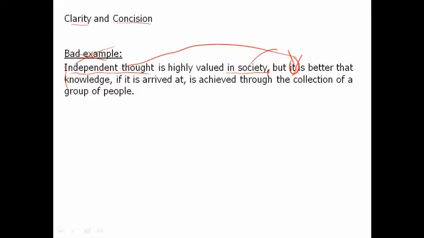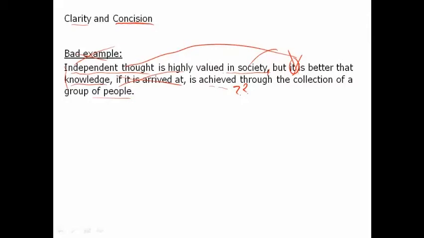But that knowledge, if it is arrived at. Okay, is it necessary to say if it is arrived at? Doesn't it seem like you're adding something on? Can't you express this a different way? Knowledge is achieved through a collection of a group of people. So what exactly is going on here? Knowledge is achieved? What sort of knowledge? Knowledge about society in general? Just knowledge? Well, who are these group of people? Are they the ones with the independent thought? What's going on? So at the end of the day, you're going to have all these question marks here.